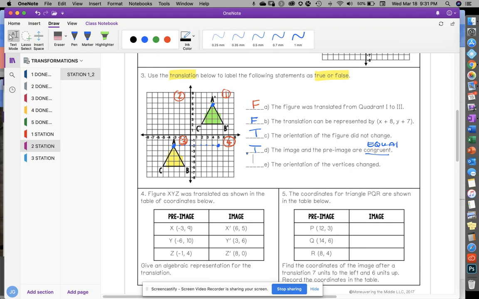E, the orientation of the vertices changed. Nope, I have ACB and I have ACB. For this to be a true statement, you would have something like ACB down here, and then this would be B, and that could be C. Then that's a true statement. But since these did not change, this is a false statement.